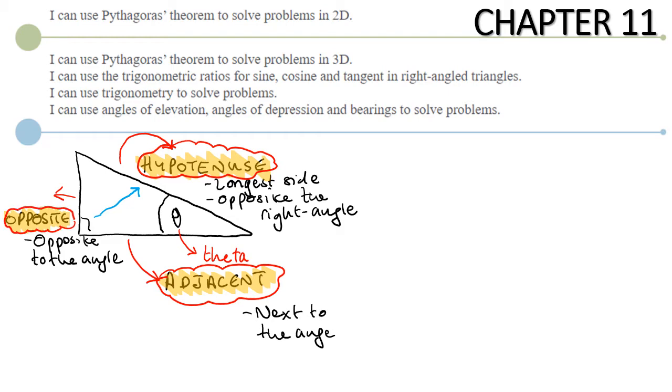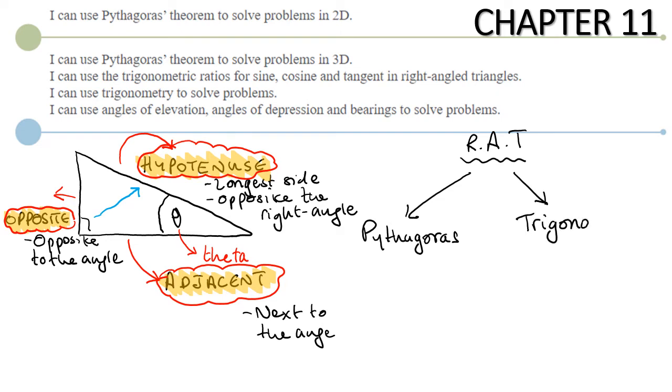Now with right angle triangles, there's two things we want to be able to calculate. So right angle triangles, RAT. We're either going to be doing Pythagoras with right angle triangles, or we're going to be doing trigonometry with right angle triangles. I suppose you could say that Pythagoras is a form of trigonometry because trigonometry just means measuring triangles. But when I talk about trigonometry, I'm talking about this SOHCAHTOA business.